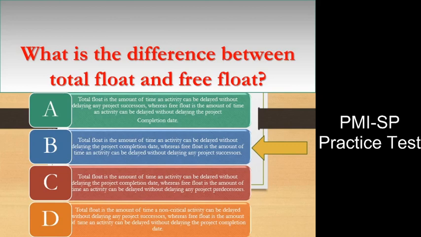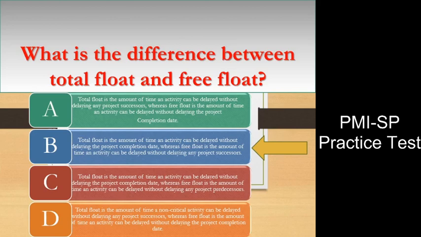Explanation. Total float is the time you can delay an activity without delaying the project end date, whereas free float is on each activity and does not affect the early start date of successor activities. Float, also called slack, is the amount of time an activity can be delayed without affecting any subsequent activities.